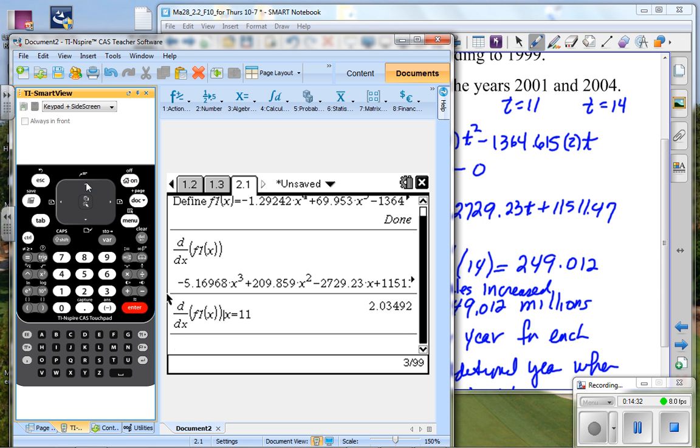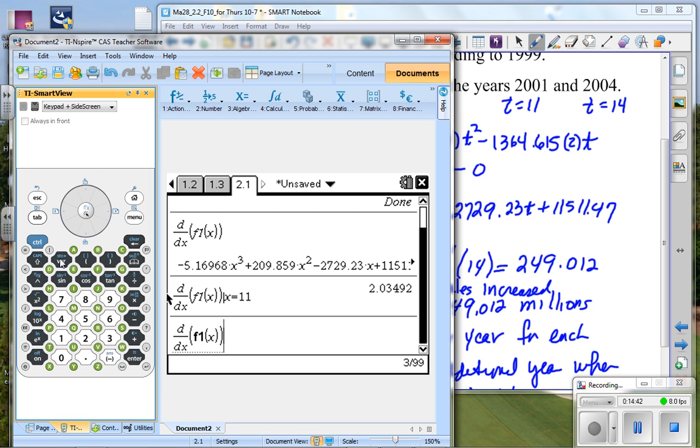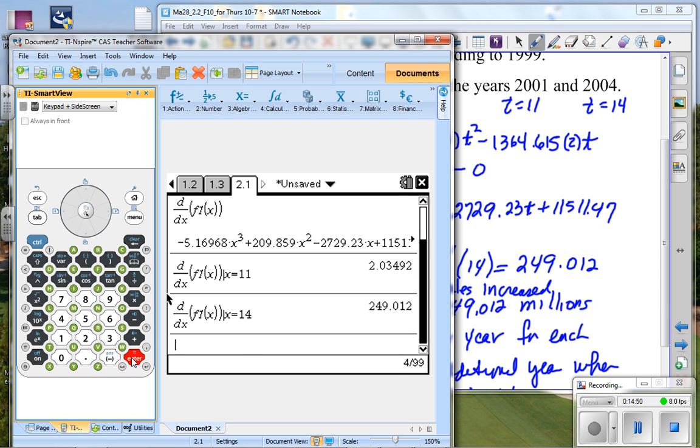If I come up here and grab that again on the other model, it's the key right here beside the Control key, at x equaling 14, and we have that. I'll come back on the next video and show you some graphing information.